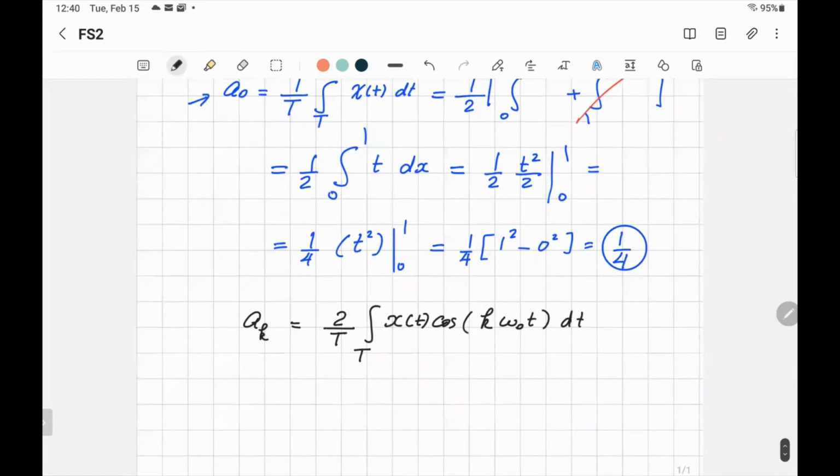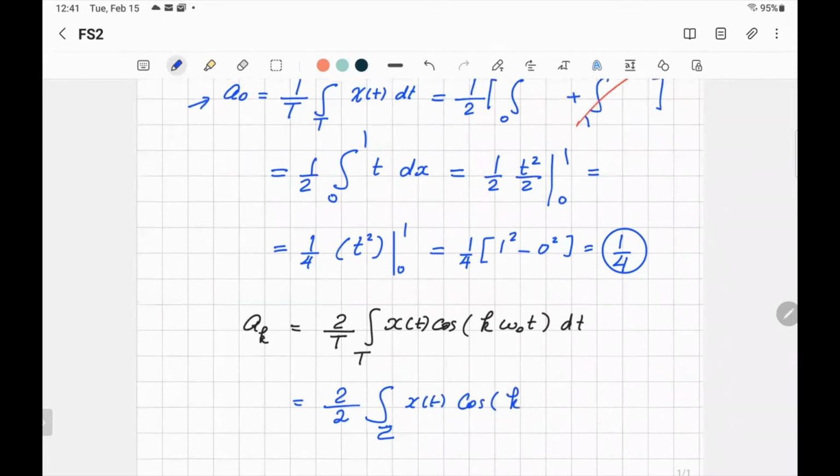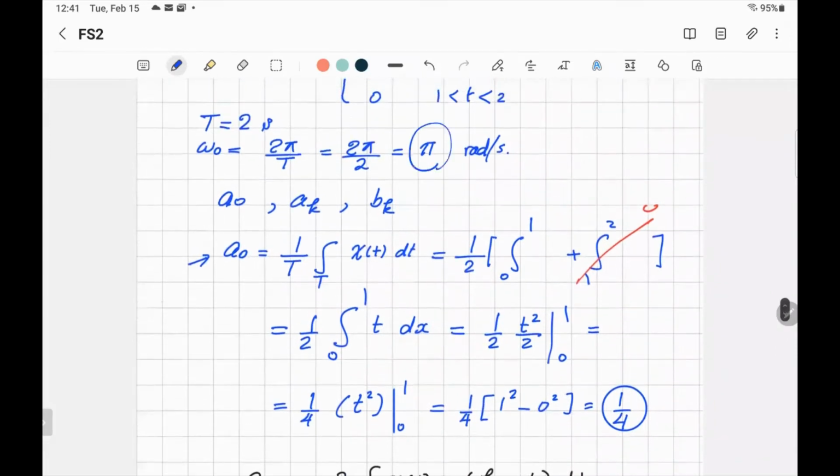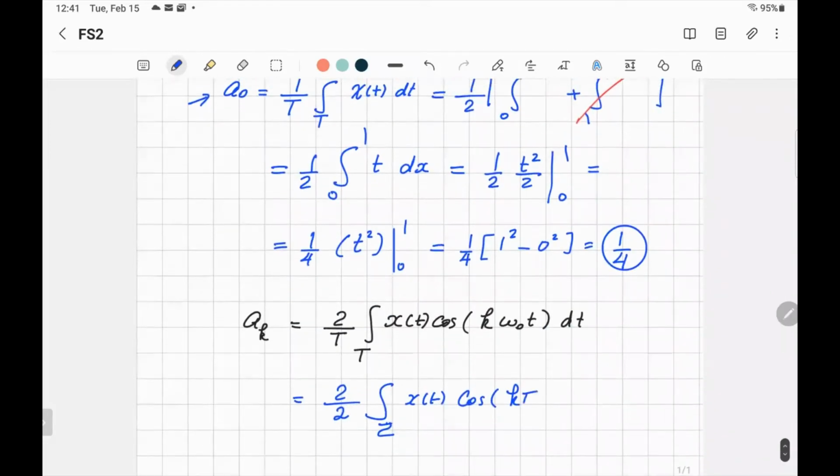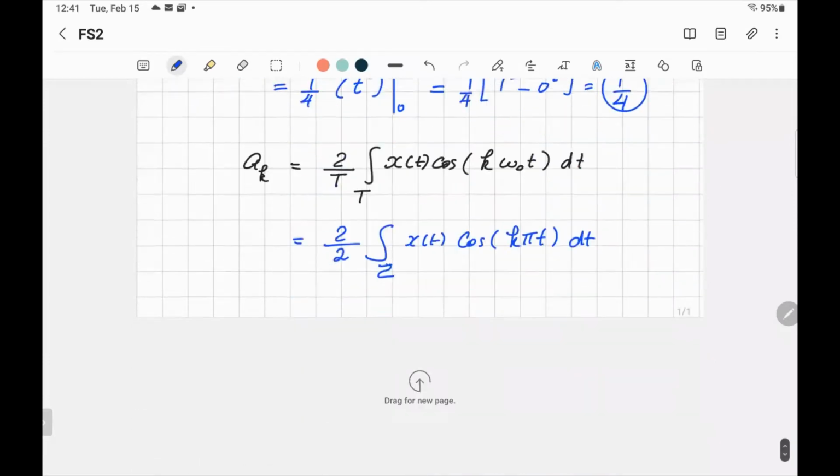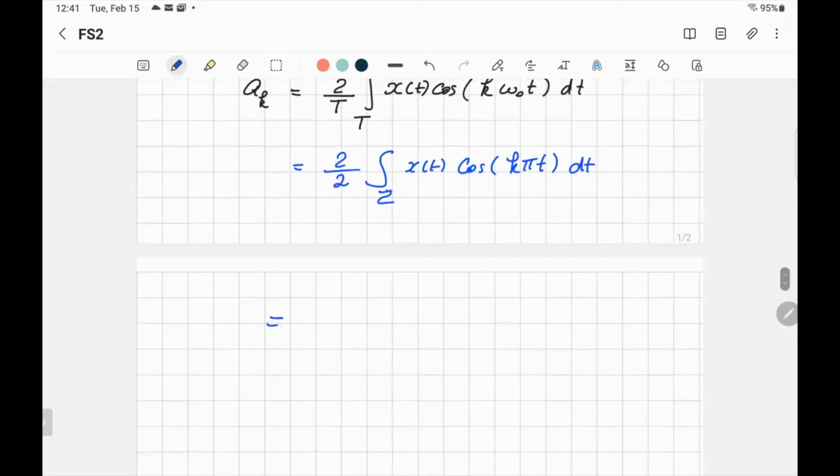All right. So now let's just substitute by the values. 2 over T. T is equal to, the period is 2. X of t, it's defined. Cosine k omega naught. We found omega naught equal to pi, right? So pi t dt. So let's now simplify. 2 over 2 is equal 1. The integration should be from 0 to 2. Again, x of t is equal t in this period. Cosine k pi t dt.